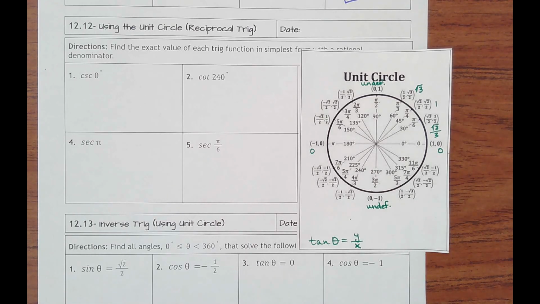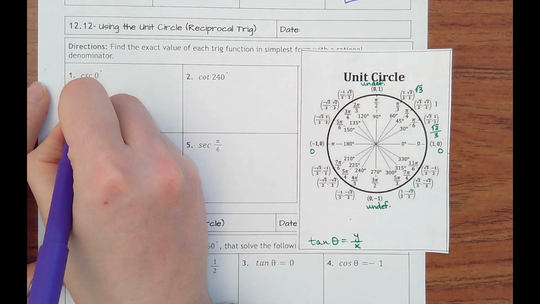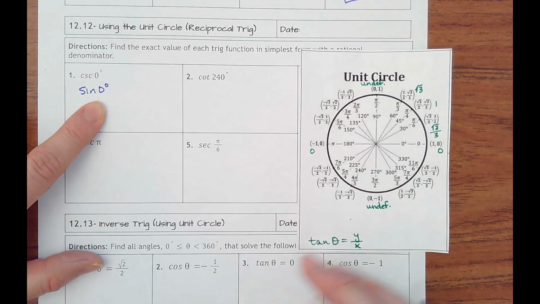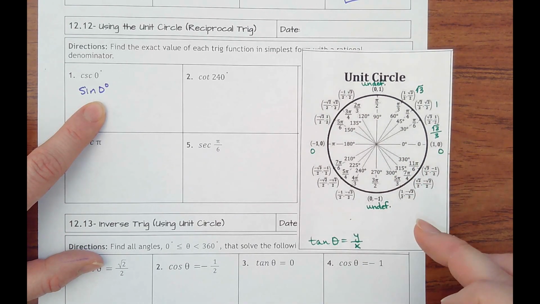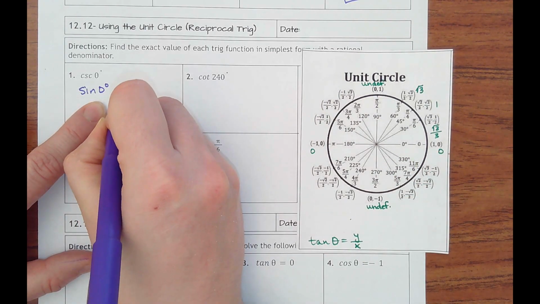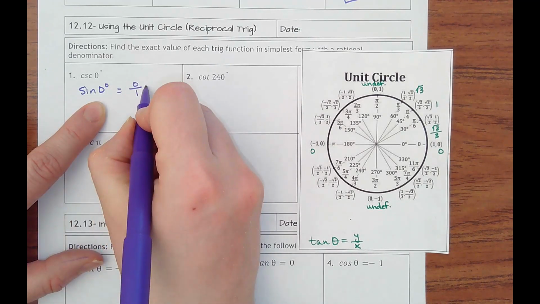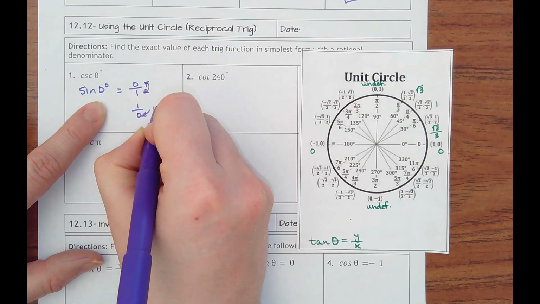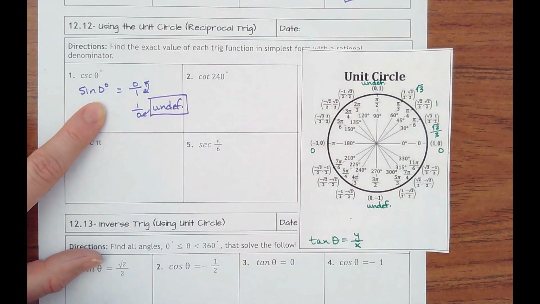Lesson 12.12, using the unit circle, but this time with reciprocal trig functions. So cosecant, remember, is the reciprocal of sine. So we want to know what sine at 0 is and then reciprocate it. I come over here to 0 degrees, sine is the y value, which is 0. Think about 0 as being over 1. I know it's weird, but 0 divided by 1 is 0. If I reciprocate that, I get 1 over 0, which means this is undefined. So the reciprocal of 0 is actually undefined.